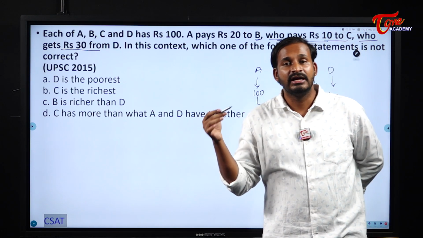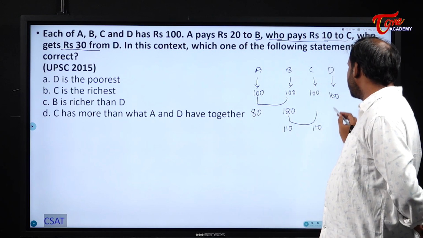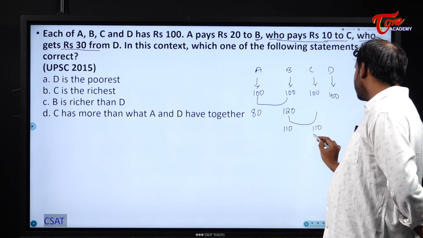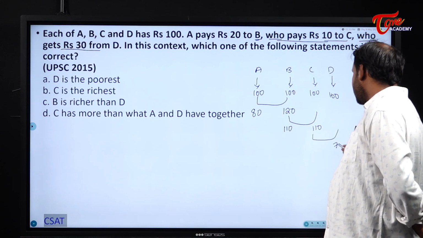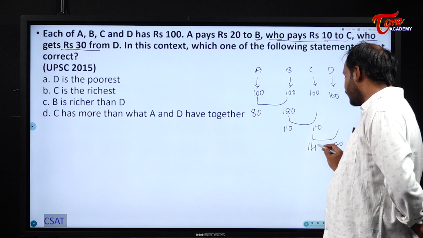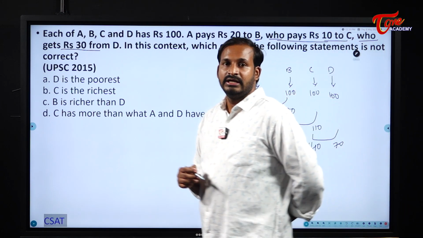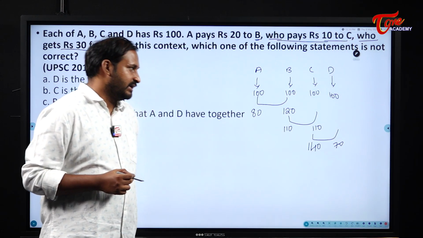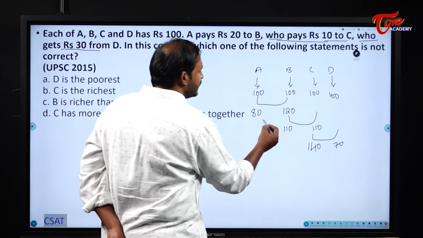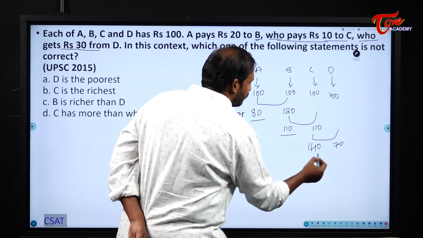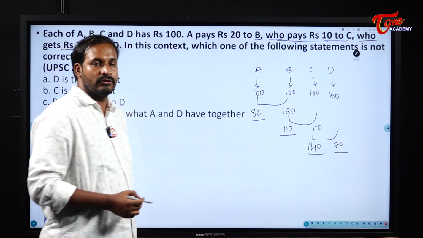C is getting what? 30 from D. 30 from D means D will become how much now? From this 70, and C will become 110, will become 140. Why? Because he is receiving 30 from D. So finally A has 80 rupees, B has 110 rupees, C has 140 rupees and D has 70 rupees with him.